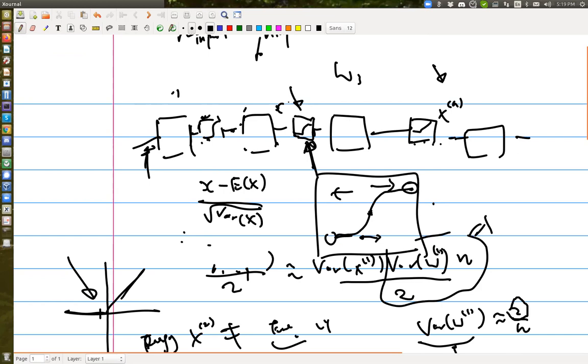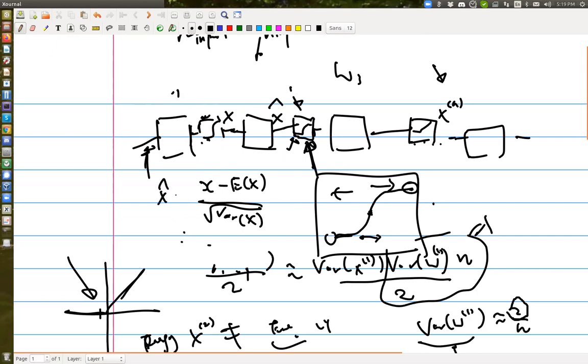So before getting into this activation function, now I have my x here. Now I've inserted another layer here. So before the activation function, I call this x hat here, let's say.